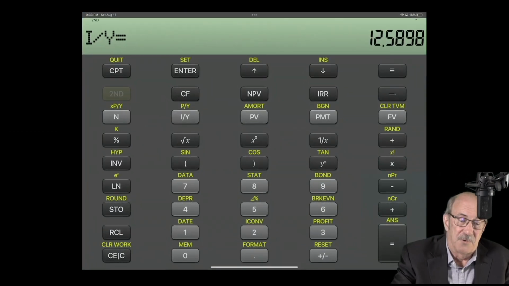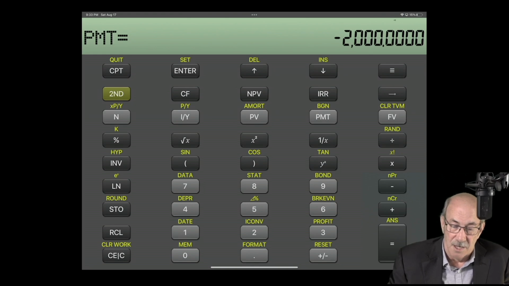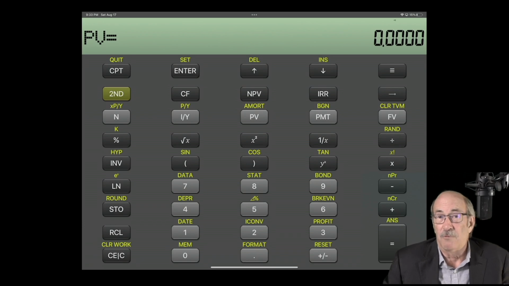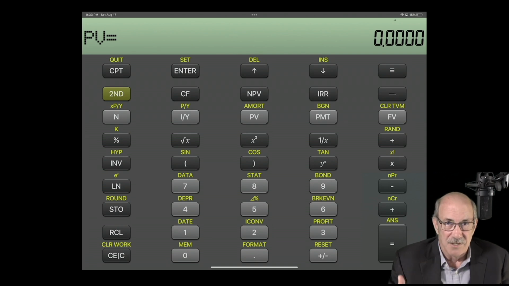We need to clear the work. And so we're going to have $2,000, and that's an outflow, so that's a payment. We are going to zero out the present value because we're assuming we start with nothing and the first payment is 1 year from now. If we did have something in there, we could just put that value in the present value, and again, we'd want that to be negative since we put a negative into the payment. So these are all cash outflows into the retirement account.